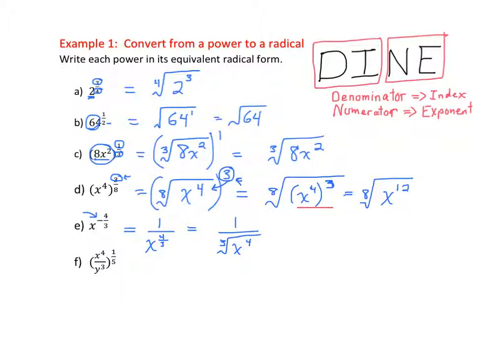In the last example, we have a rational exponent of 1 over 5. So we're going to start with the 5th root, the index was the denominator, of the radicand, which was x to the power of 4 over y to the power of 3. Now all of that would be raised to the power of 1, but because that doesn't change anything, we just have the 5th root of x to the 4 over y cubed.